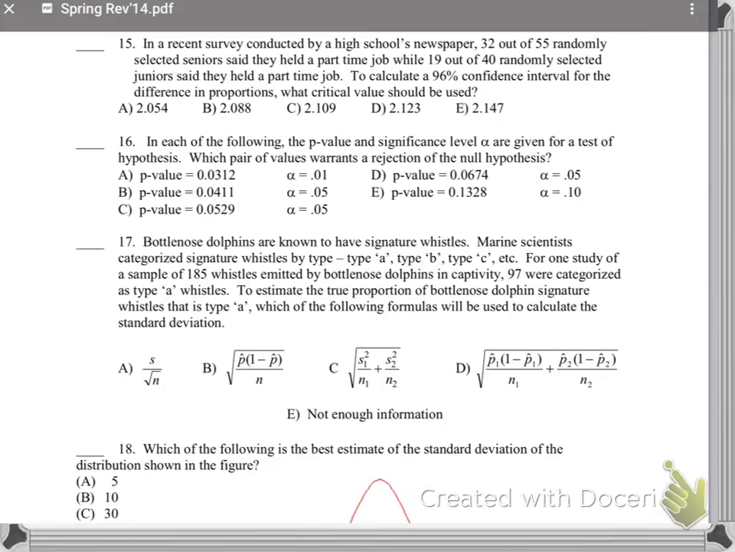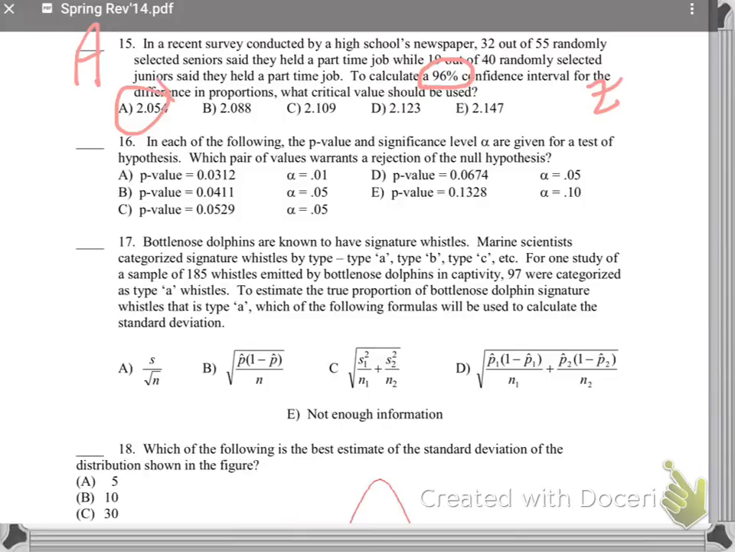Okay, let's do number 15. They give us all this information, but basically what we need here is a 96. They give us that information because they say 32 out of 55, so in your head you should be thinking proportions. So that means this is a Z. Because we have a 96, we're going to do inverse Z. And so I'm going to put in 0.02 because remember it's 1 minus 0.96, which is 0.04. I just want to know about the left-hand side, so that's going to be 0.02. I put it in there and I get A for an answer.